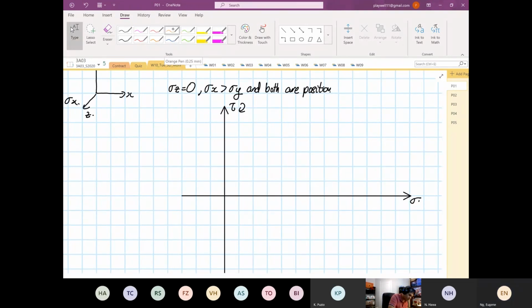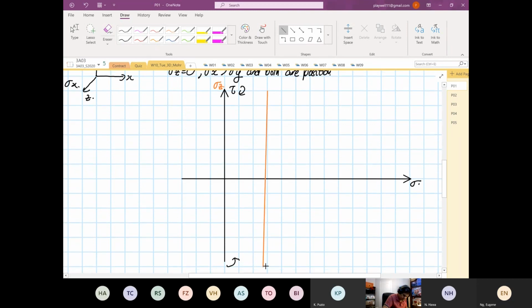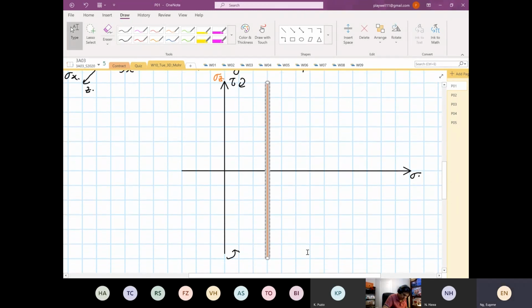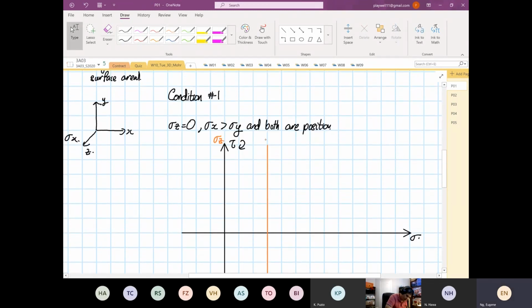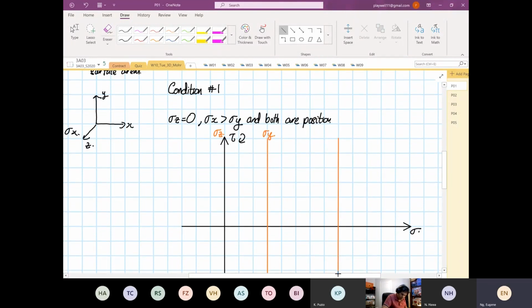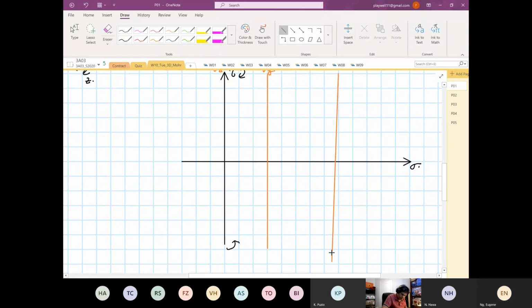Okay. And then the next one, this one over here, this is our stress y line, and the last one, this will be our stress z line. Sorry, x line, right? And all of them have zero shearing stress.